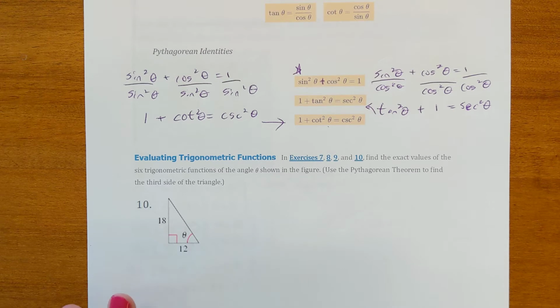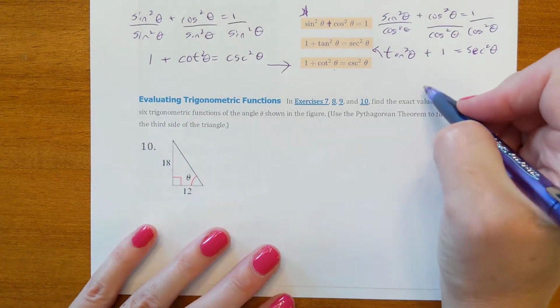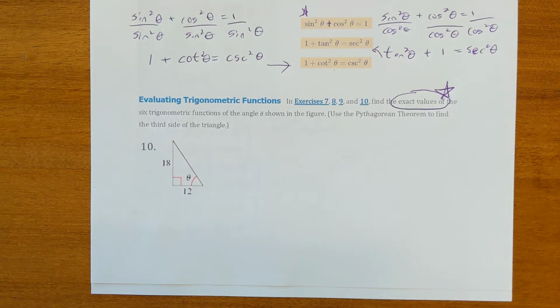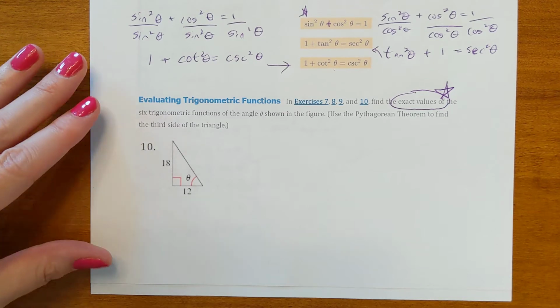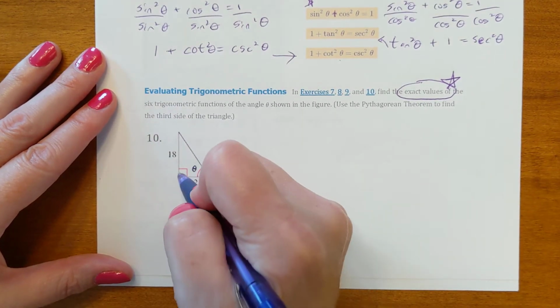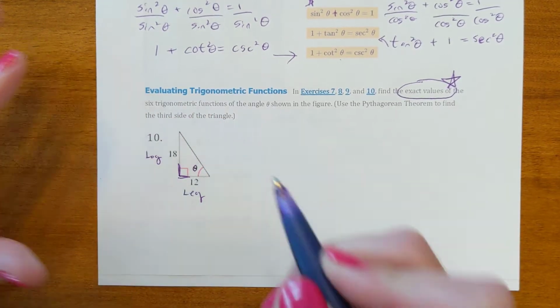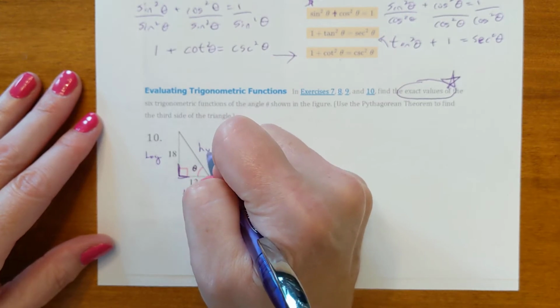All right, next up, we are going to evaluate trigonometric functions. Find the exact, the key word here is exact. We want to know the exact 6 trigonometric functions given that two sides of a triangle are 12 and 18. Okay, so this is the angle. The angle right here is theta. Again, this is the right angle, so this is a leg. This is a leg, because those are the two sides that form the right angle. The side across from it is the hypotenuse.